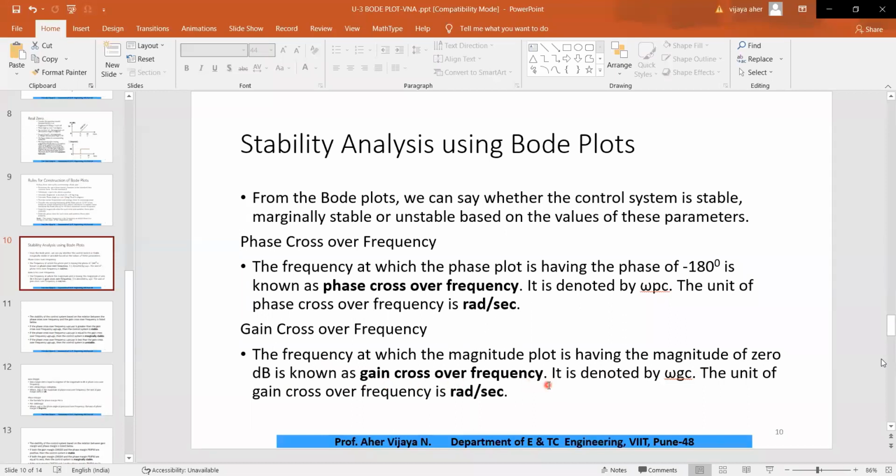So please write these two definitions. Question may ask based on this in semester examination. So it is denoted by letter omega suffix GC. GC is nothing but gain crossover frequency. The unit for gain crossover frequency is radian per second.